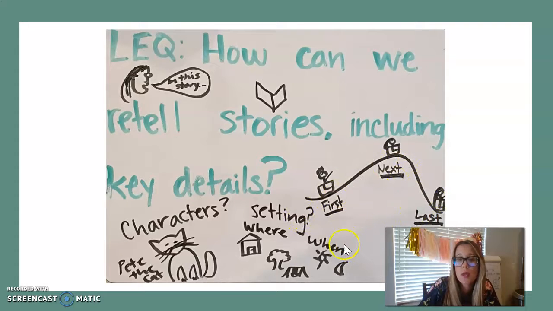coaster. Do you remember our big poster in our classroom with the roller coaster? And we talked about how you have to say what happened first in the story, what happened next in the story, and what happened last in the story. So we're going to focus on one book this week and really work on identifying our key details so that we can retell the story.